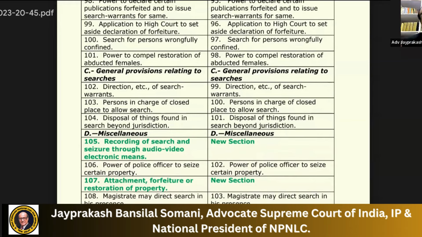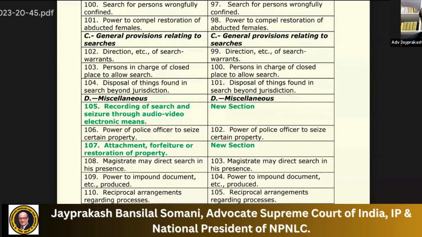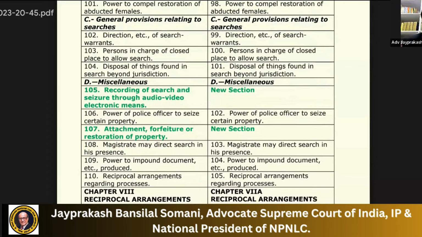BNSS section 101, power to compel restoration of abducted females. Its corresponding section was in CrPC 98. Part C of Chapter 7, general provisions related to searches. Section 102 of BNSS, direction, etc. of search warrants. Its corresponding section was in CrPC section 99. BNSS section 103, persons in charge of closed place to allow search.